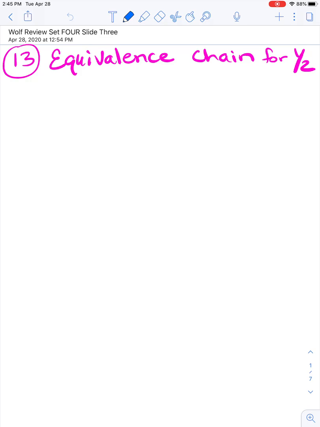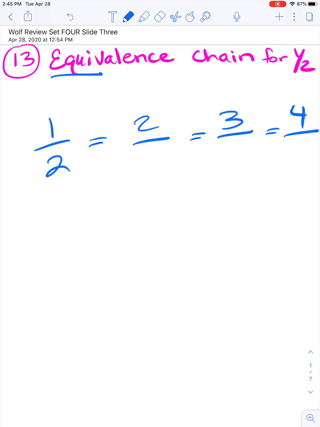All right, first one is an equivalence chain for 1/2. I don't know if you remember how to do this, but equivalence, remember, means equal. So we're going to be doing equal fractions for 1/2, and we're just making a chain of it, meaning we're just making a consistent row. The easiest way to do it is you just count by. Count by ones: 1, 2, 3, 4. Count by twos: 2, 4, 6, 8.